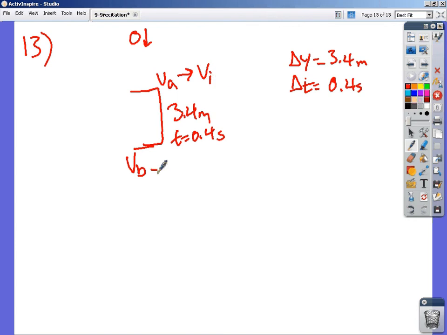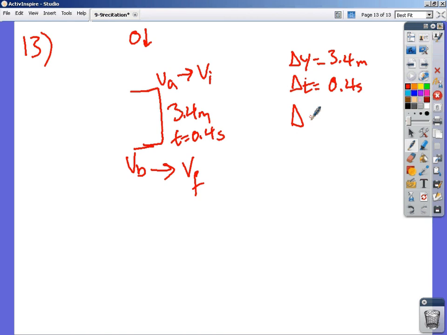Yeah, we're looking for delta v. Okay, that's the first part. Number 13, right? Okay, 14, the second part.